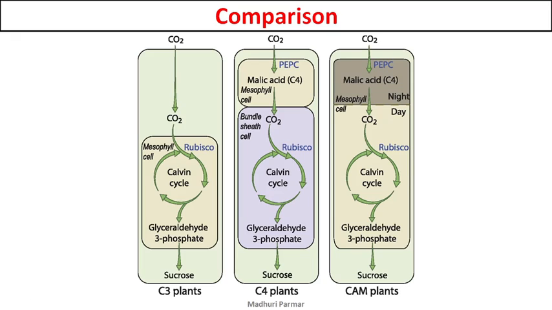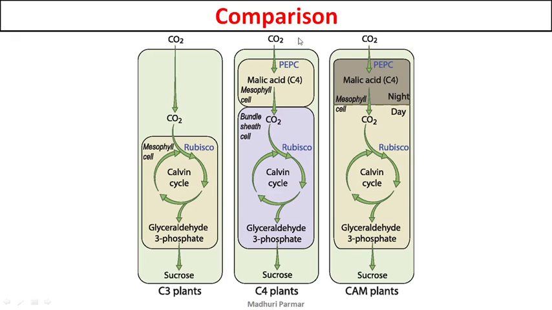So let us look at the comparison. This is the final comparison between C3, C4 and CAM plants. In C3 plants, you just have carbon dioxide, the stomata will be open and that carbon dioxide will diffuse. It will enter this mesophyll cell. This is the leaf, sorry, and this bigger cell here is the mesophyll cell. The first enzyme is Rubisco. It will convert carbon dioxide into 3-phosphoglycerate and the whole pathway will run. This glyceraldehyde 3-phosphate will then make glucose and later on sucrose.